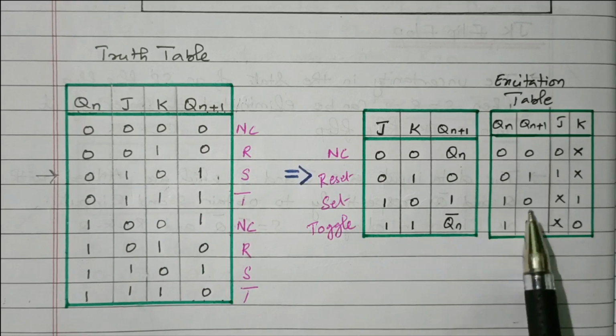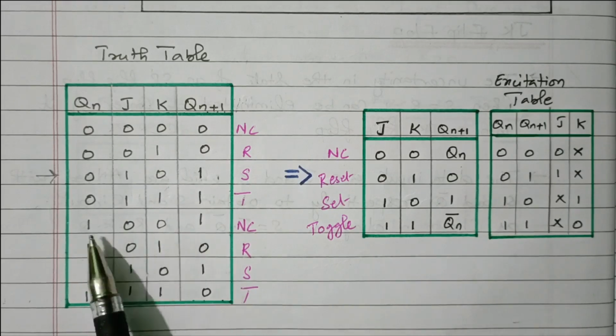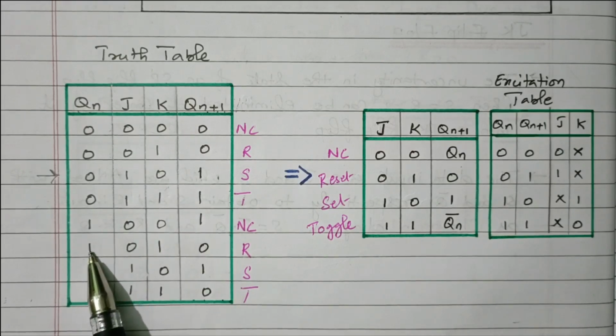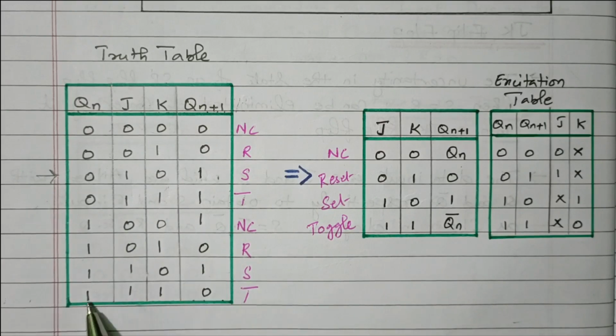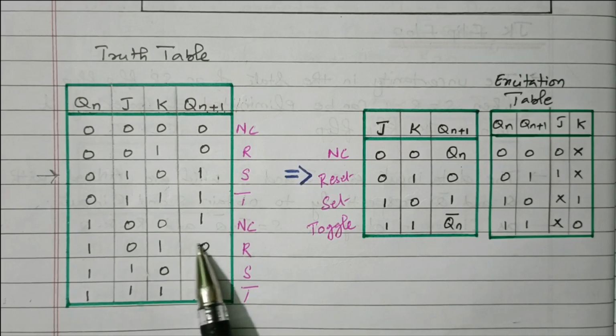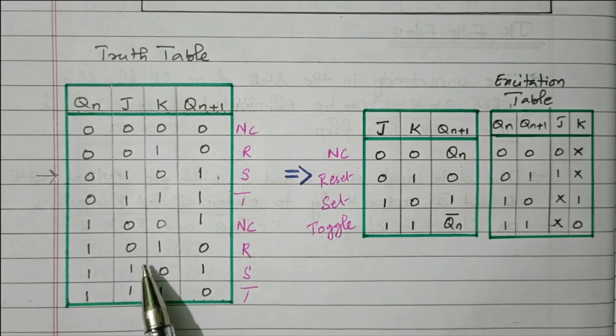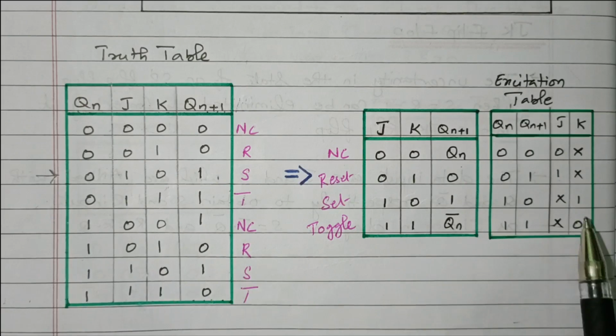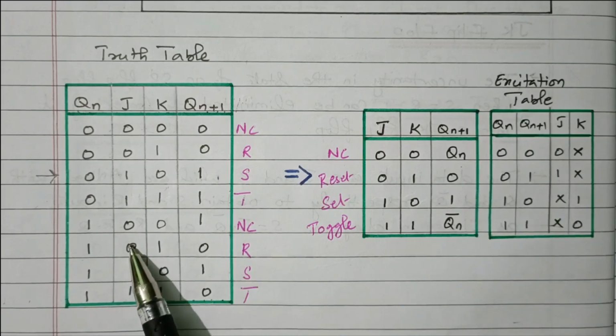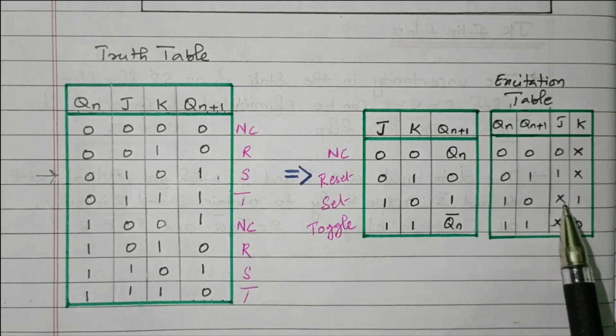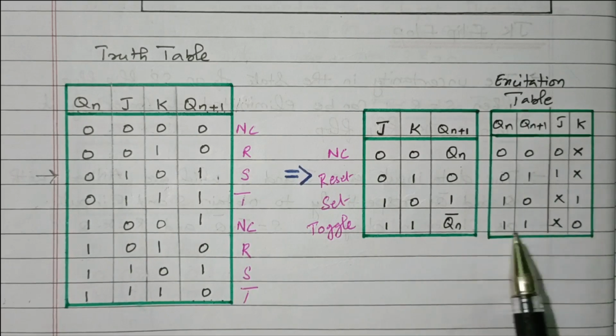Right. Then 1, 0. So these two cases, 1, 0. This is changed from 1 to 0. This one and this one. So for that case it is 0, 1, and here 1, 1. So K is always 1. In both the cases K is 1. J may be 0 or 1, so that's X.